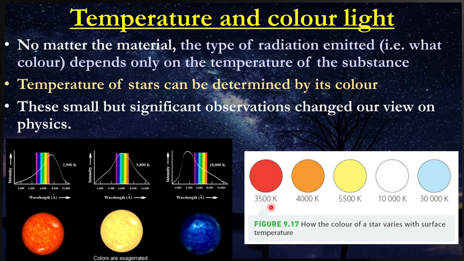So red star at 3500 Kelvin, we can have a look at it here. Why is it more favored to the red even though we have blue here? Look at the intensity. The intensity is way higher for the yellow and red star, or the red colors, than the blue and the light blue colors.